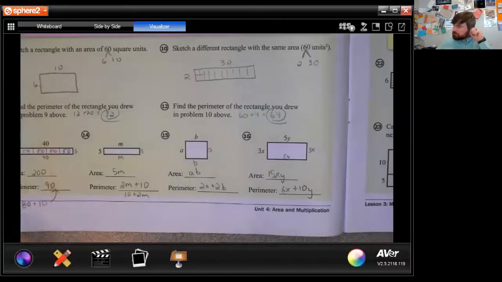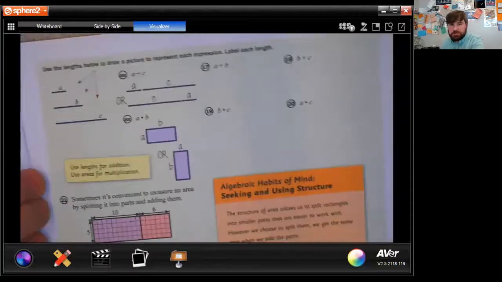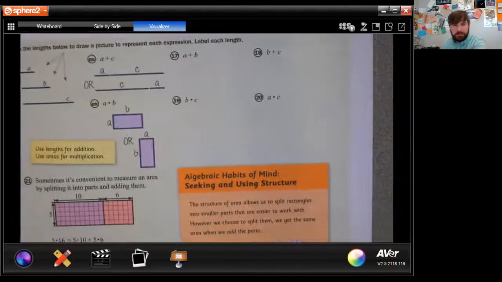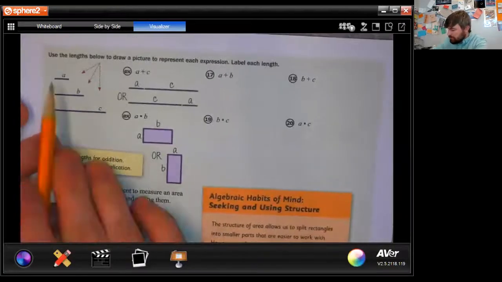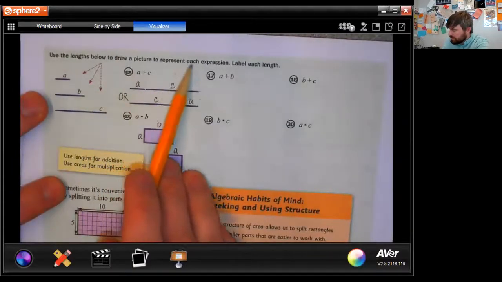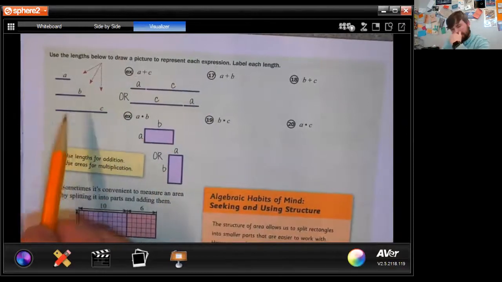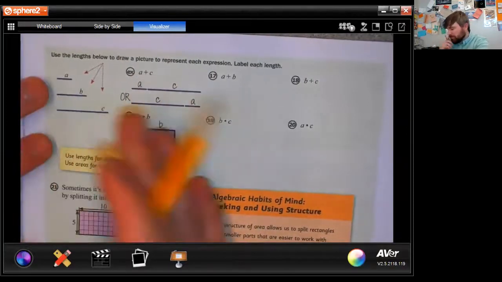Okay, so starting over here on page 13, we'll wrap this lesson up. It says, use the links below to draw a picture to represent each expression. We've got some arbitrary lengths here, A, B, and C, however long they are.